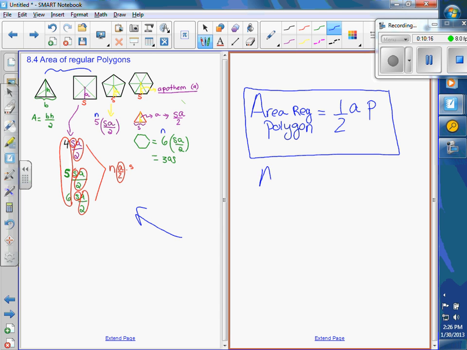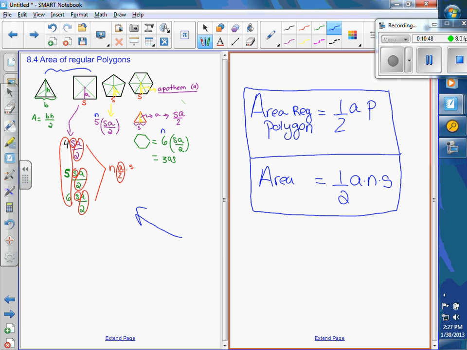But the other way you would see it is 1/2 the apothem times the number of sides times the length of the sides. The other standard formula for area. So those are your formulas.